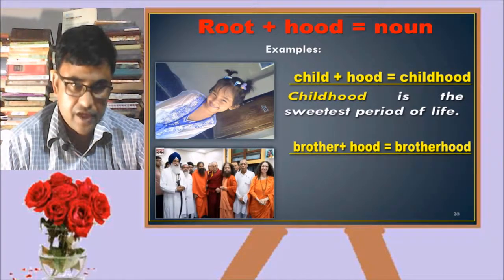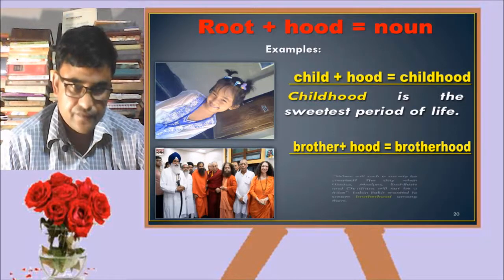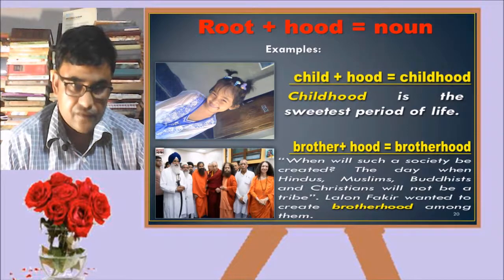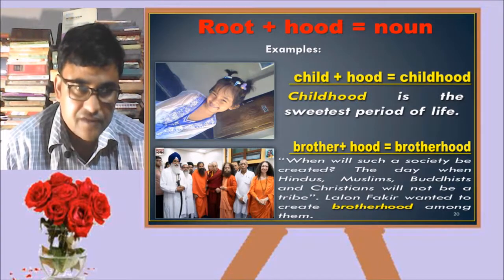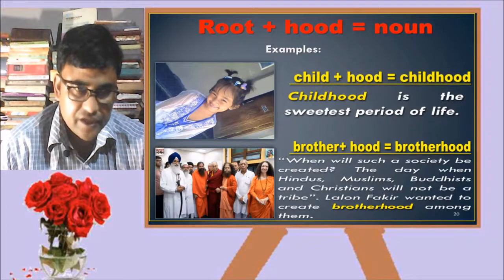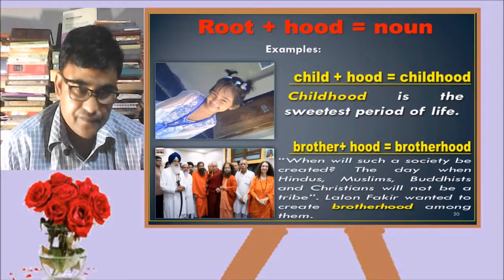Brother plus H-O-O-D, that is hood, equal brotherhood. When will such a society be created? The day when Hindus, Muslims, Buddhists, and Christians will not be a tribe. Lalon Fakir wanted to create brotherhood among them. Do you understand? It's a very important and spiritual matter also.